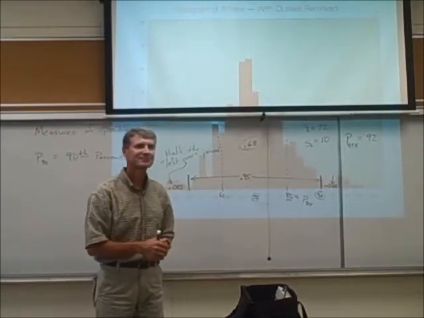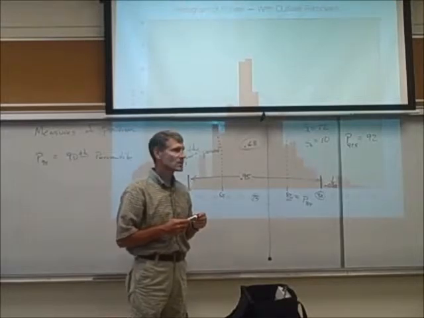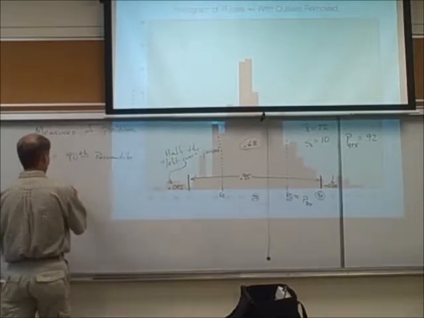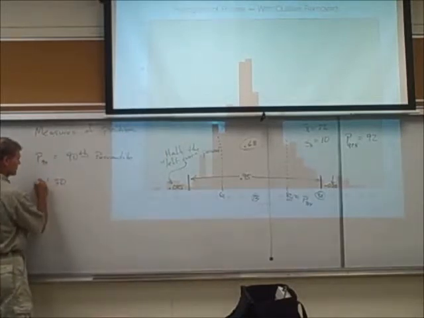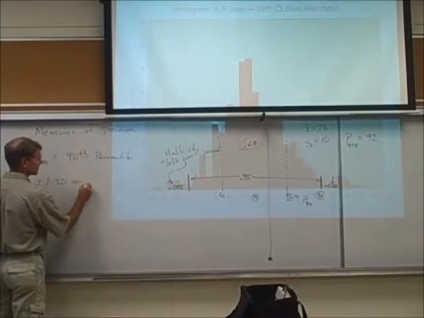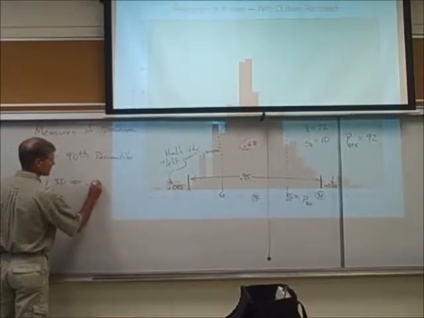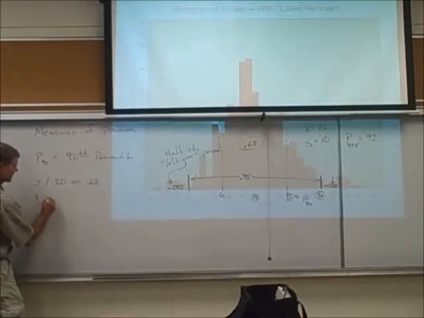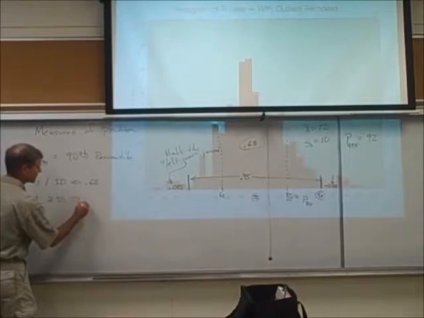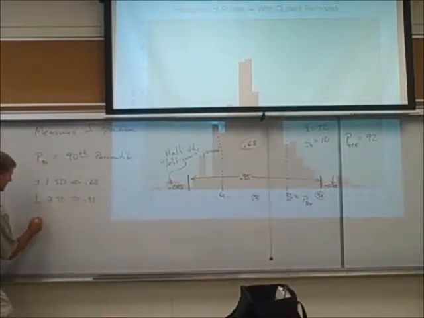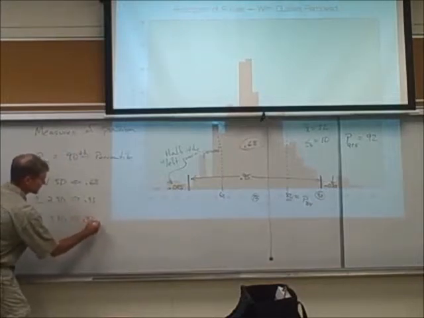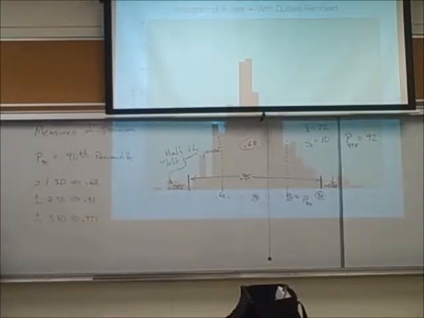But anyway, how do you find your 0.95? Empirical rule. You're just supposed to have that memorized. So here you go. Plus or minus 1 standard deviation is 0.68 or 68%. Then plus or minus 2 standard deviations is 0.95. And plus or minus 3 standard deviations is 0.997. That's the empirical rule.